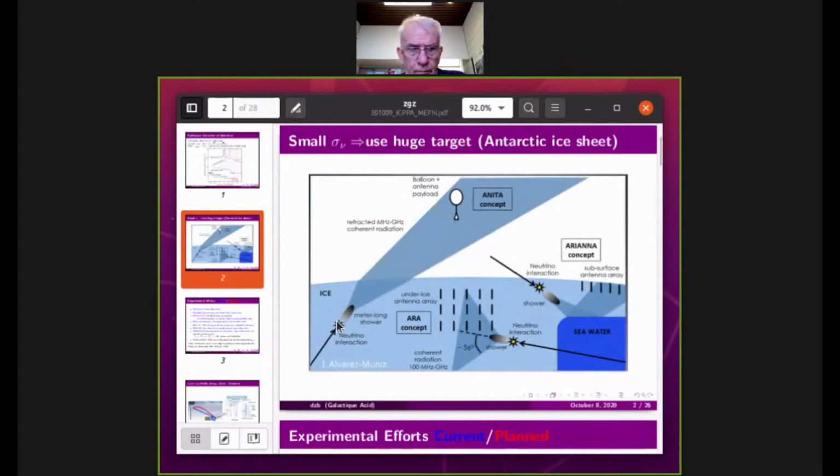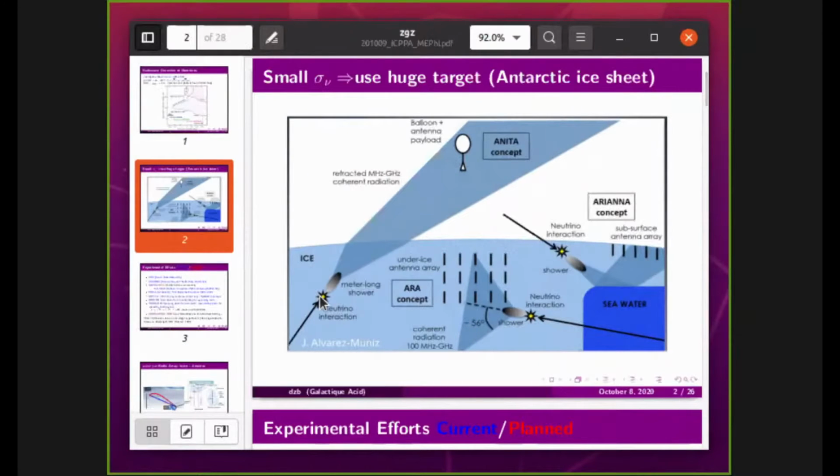So you're looking for a neutrino. It interacts in ice, and you can imagine three different strategies to detect that neutrino in ice. You can either have a so-called synoptic strategy, where you place your radio payload above the surface of the ice and you scan down. That has the advantage of a large scanning volume, but you're very far away from the vertex. You can imagine putting radio receivers into the ice. You drill holes and you bury radio receivers, and that's the strategy followed by the ARA experiment.